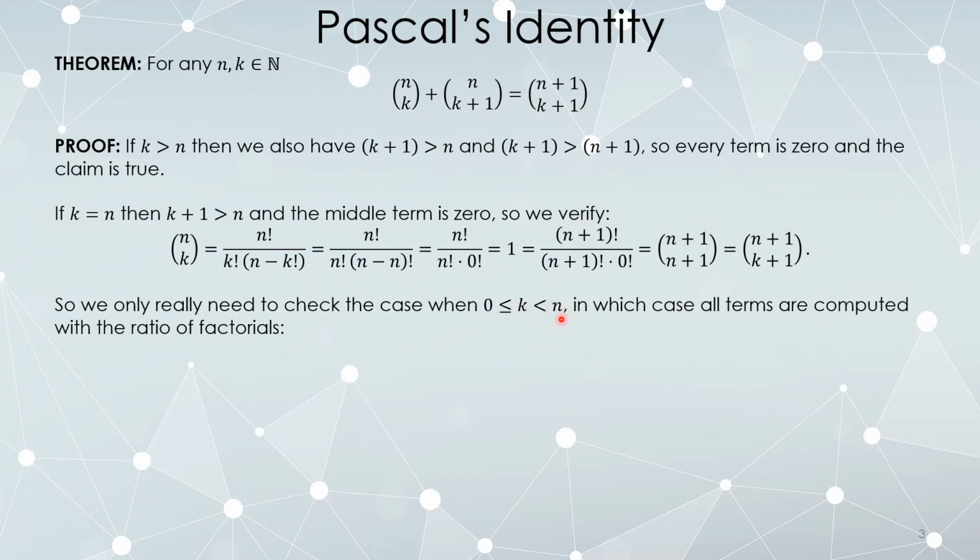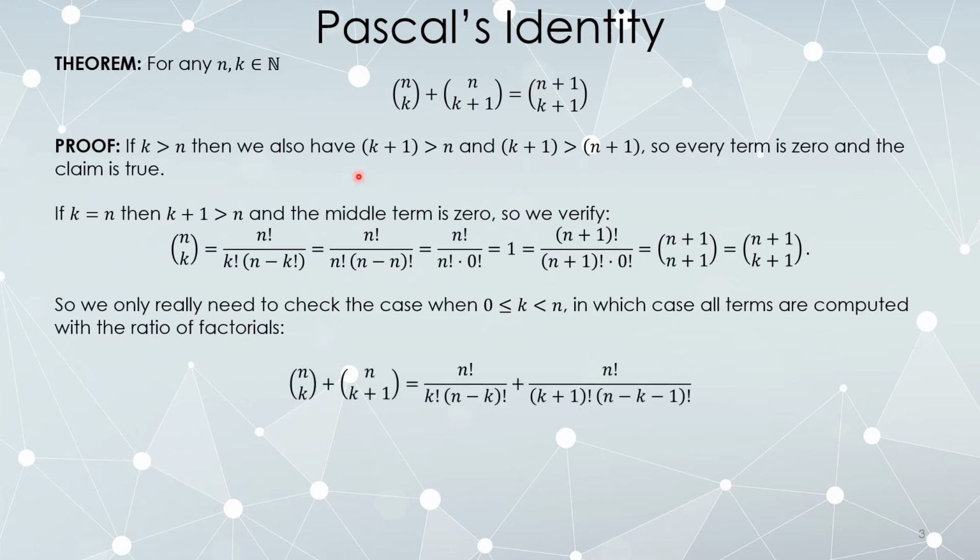Well, if k is less than n, then k plus 1 is less than n plus 1. But also, since they're natural numbers, if k is less than n, I can add 1 to k and definitely not be bigger than n. I might be equal to it. For example, 9 is less than 10, but when I add 1 to 9, I am now equal. But k plus 1 will definitely be less than or equal to n. In other words, k is less than n, k plus 1 is less than or equal to n, and k plus 1 is less than n plus 1. So all three of these terms can be computed using that formula involving various factorials.